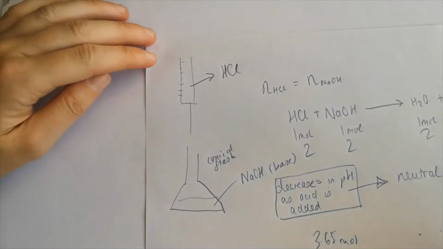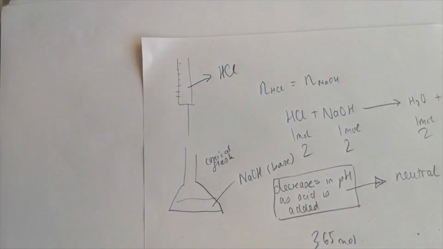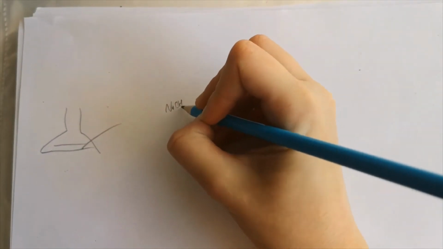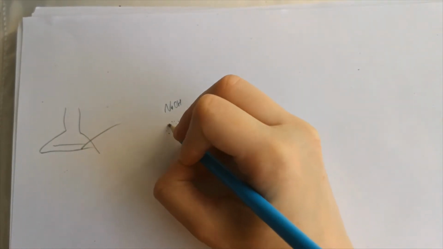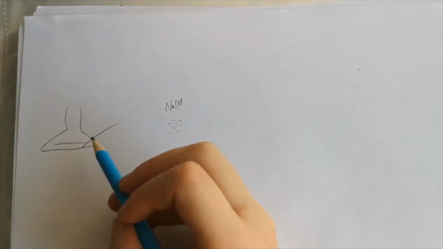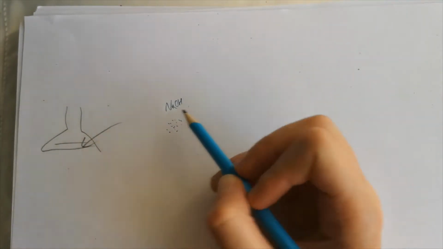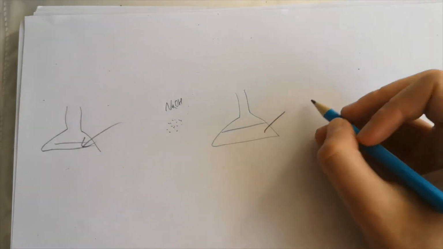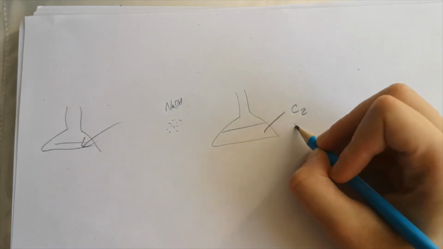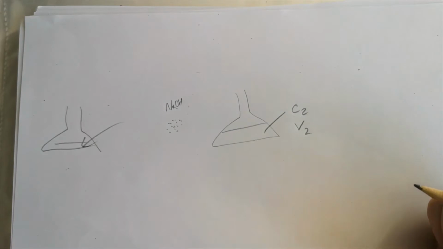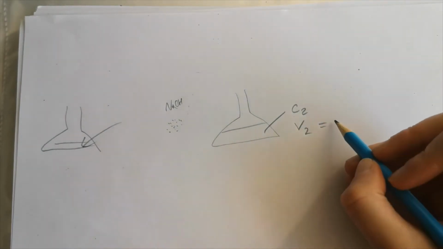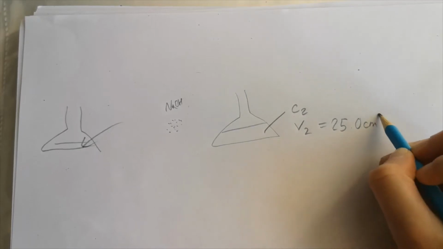But how would we do this practically, and what calculations might be involved? Starting with the solution in the conical flask, sodium hydroxide is usually a powder of white crystals. To prepare our sample in the conical flask, we must dissolve sodium hydroxide and form a solution. This solution will have concentration C2 and volume V2. Normally, for a titration, we fix the volume in the conical flask at 25 cm³.